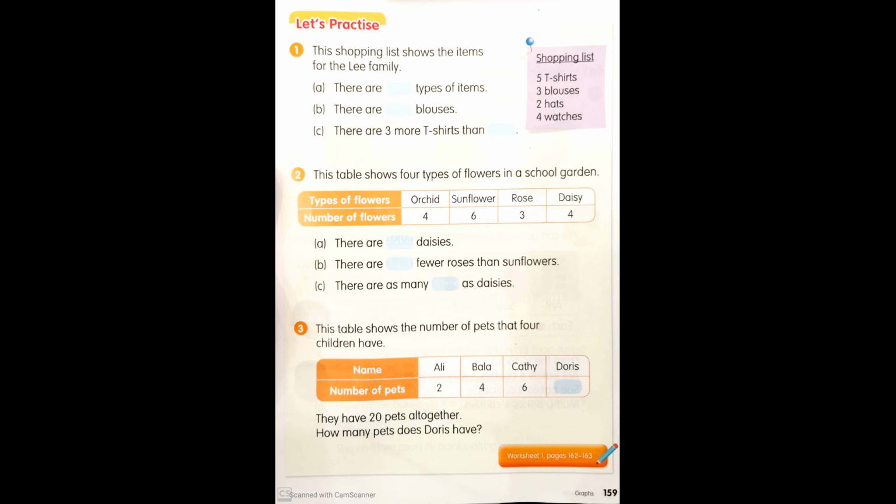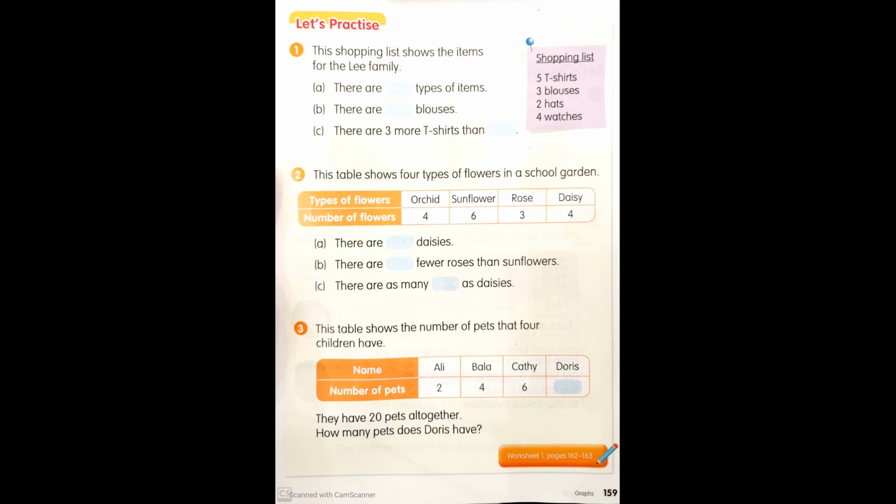Look at number 3 on page 159. I want you to think and do this yourself. I will not explain it. It is very, very challenging. They have, look, this table shows the number of pets that 4 children have. Ali, Bala, Kathy and Doris. 4 children, right? The number of pets. Ali has 2. Bala has 4. Kathy has 6. We don't know how many Doris has.